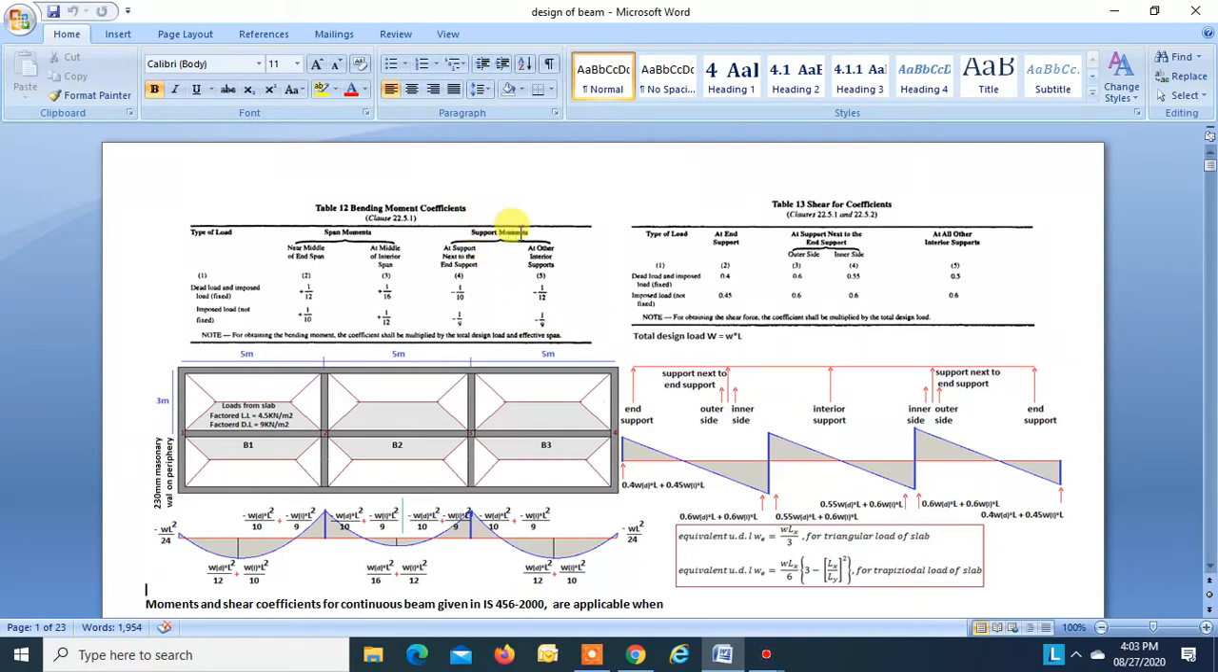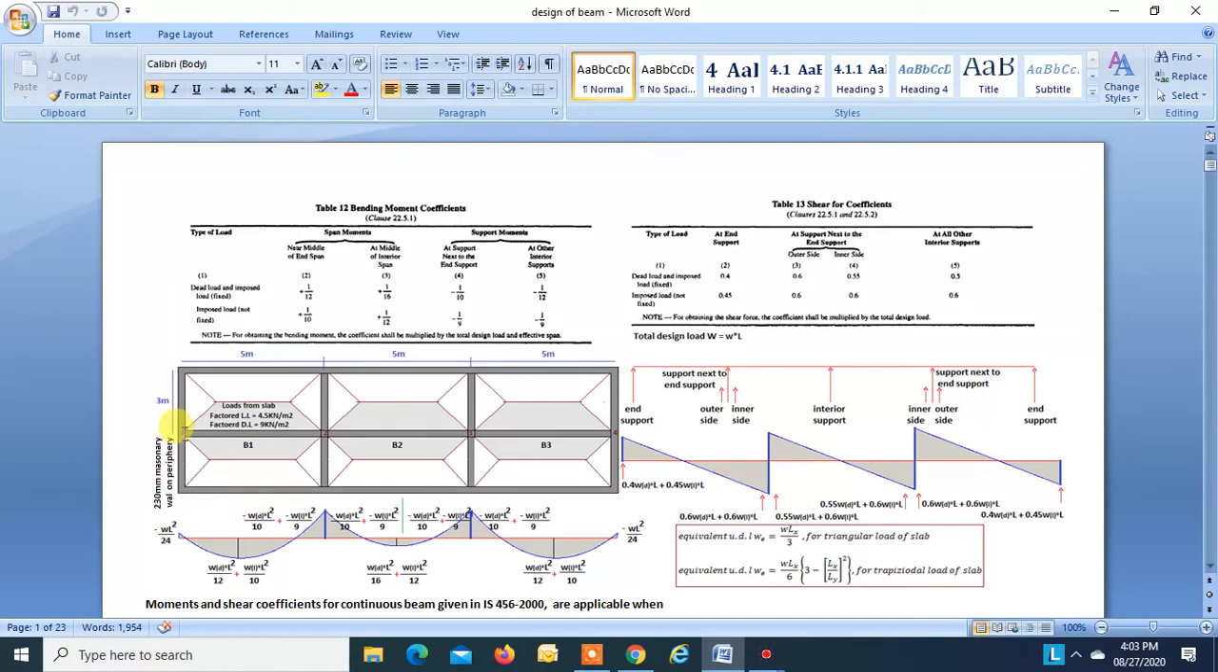Now support moments at the support next to the end support. Next to end support is this support. So this will be applied over here and here, right? Now at other interior supports, so this is the interior support. So these moment coefficients will be applied over here and here, right? Again, this is end support and this is support next to end support, right? So we'll see how it is applied. Let us apply it to our case.